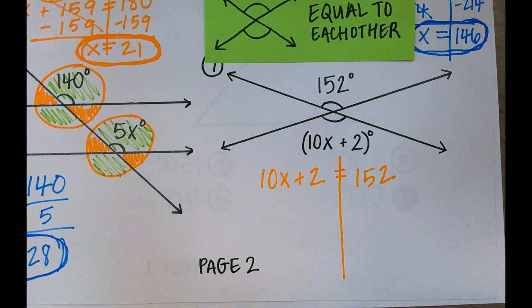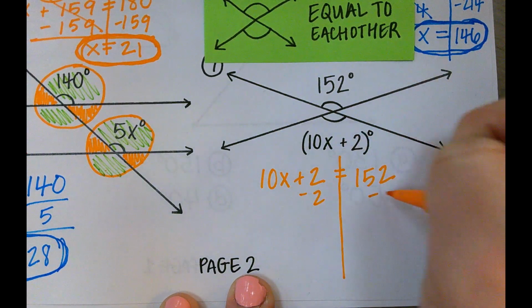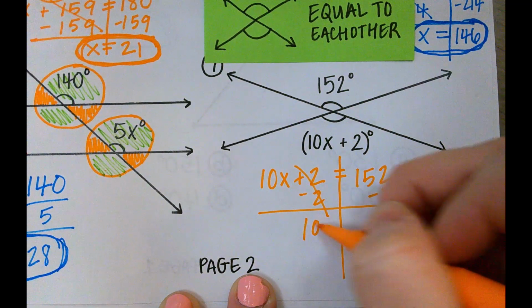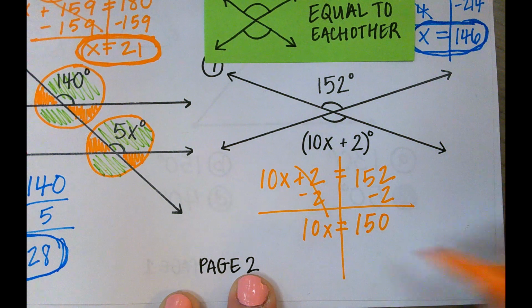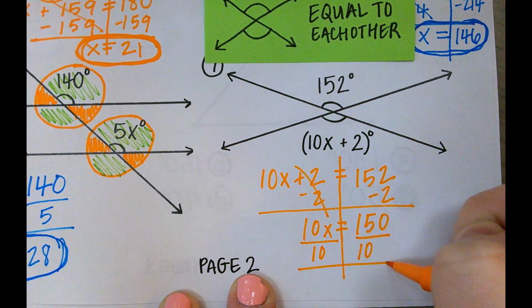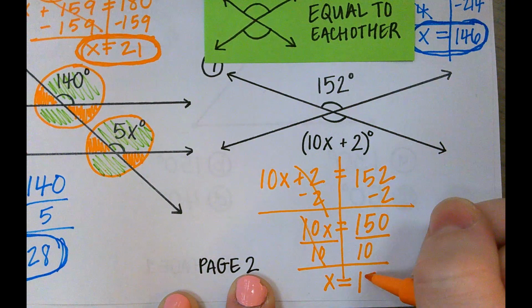And what could I do to solve it? Subtract 2 from both sides. Perfect. Subtract 2. And then divide by 10. Perfect. 10x equals 150. And you said we'll divide by 10. You get 15. Perfect. x equals 15.